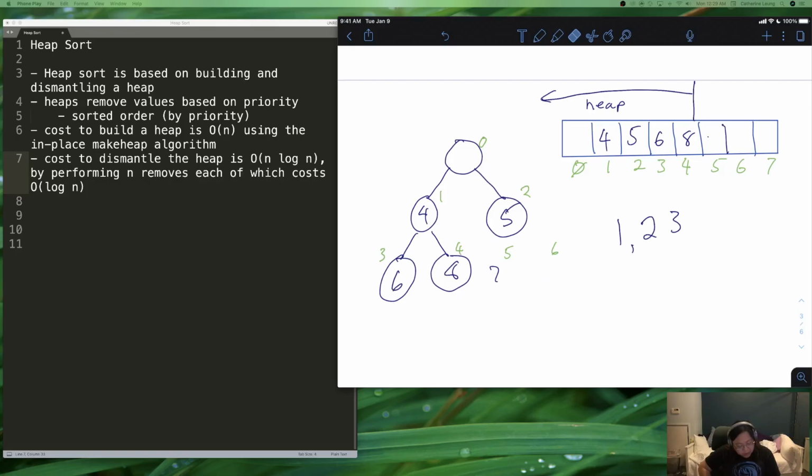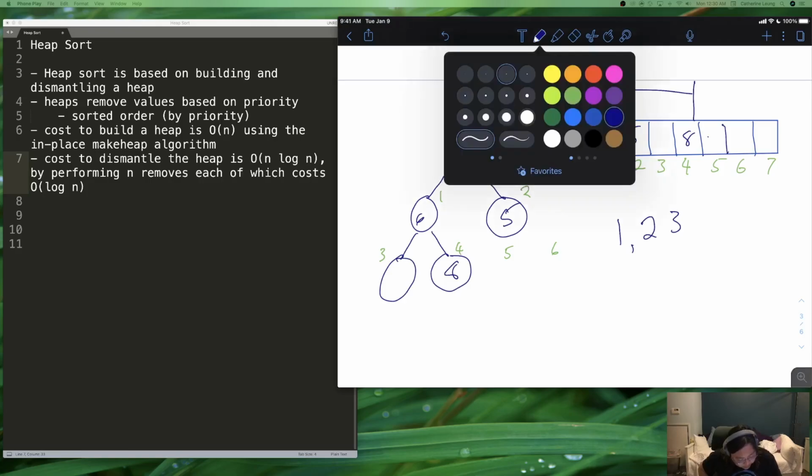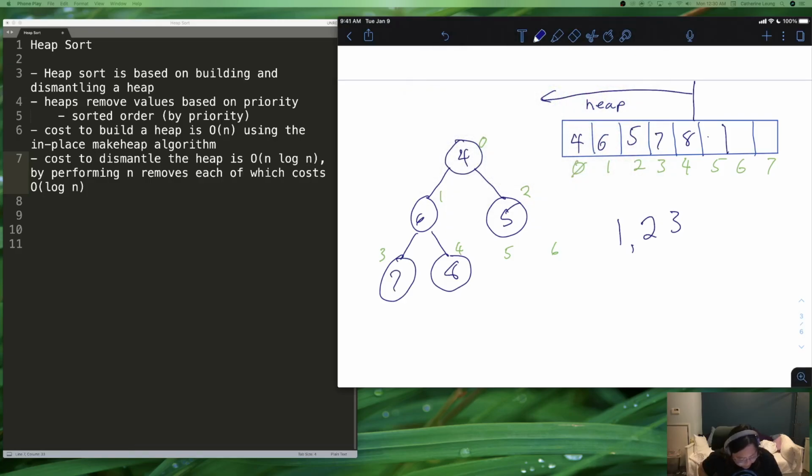Where do I want to put it? I can't put it at the root because it's lower priority than 4 and 5. So I move the lower priority child up. That's the 4. Take the 4, move it to the root. Can I put the 7 in there? The answer is still no, because 6 is higher priority than 7. So 6 moves up, and 7 is placed in. And there we go. So we've got a heap.